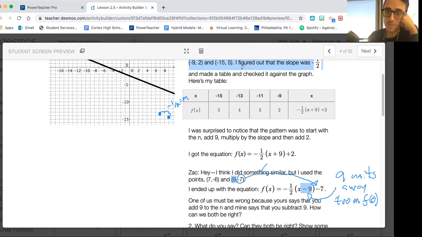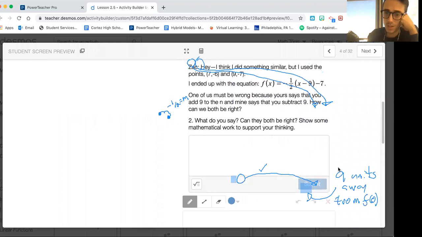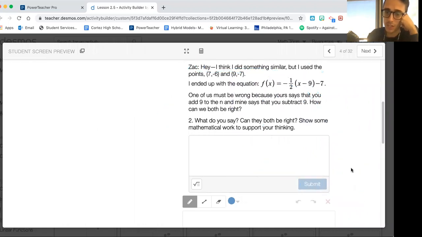both right. Sion's kind of doing the same thing, where -9 is kind of intertwined here because it's 9 units away, just in the opposite direction. And then this 2 is thrown in at the end because it's got to be there. So I would say both of them are right. What do you say? Can they both be right? Show some mathematical work to support your thinking.